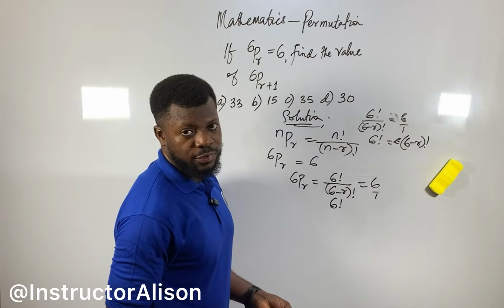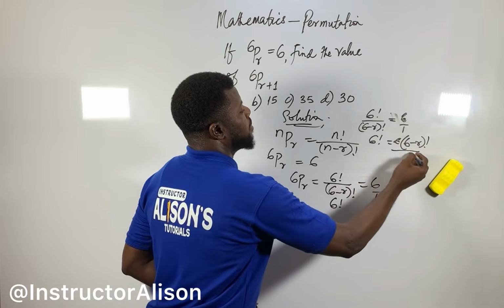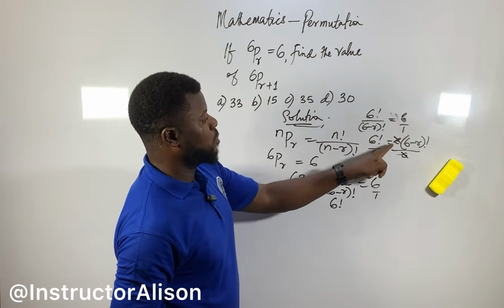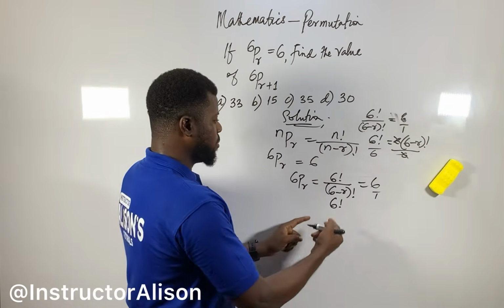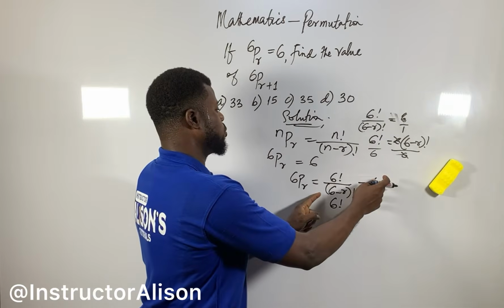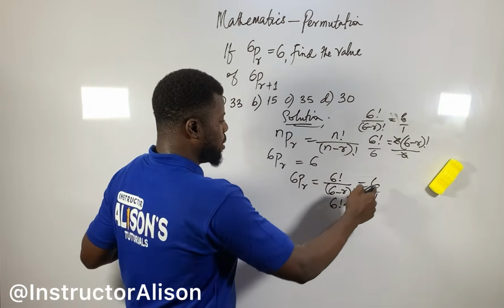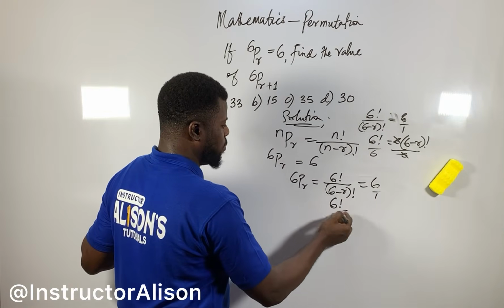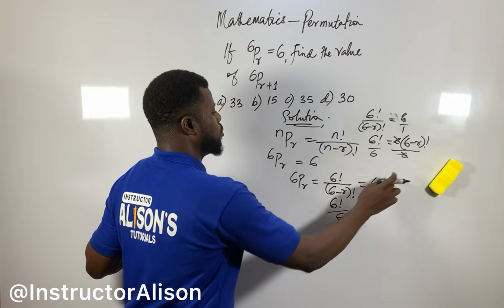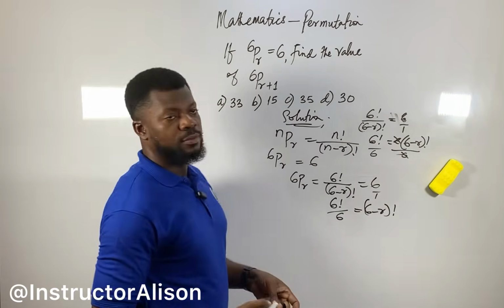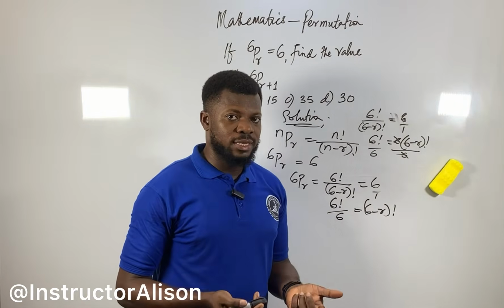Then finally I can say divide both sides by 6. This one will cancel, because this one over this equals this other one. But me, shortcut now, I just swap this one. So now this one comes here over 6, equal to (6 minus r) factorial. Let's not waste time, let me do it like that.